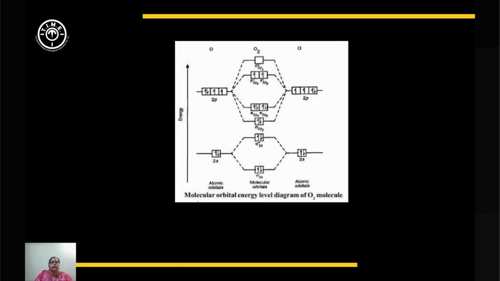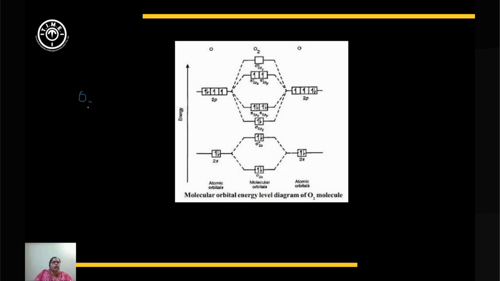Next we will go for the oxygen molecule, the molecular orbital energy level diagram for the oxygen molecule. Here the configuration is changing. Sigma 2pz will come below the pi 2px and pi 2py.